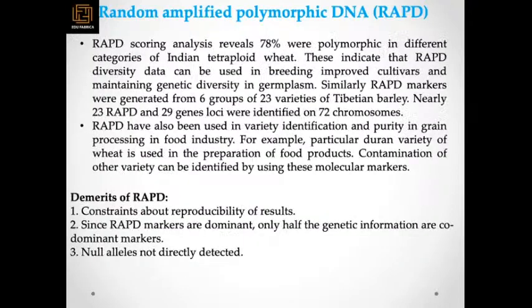These are various applications you can go through, but some of the demerits you have to take care of are constraints about the reproducibility of the results, like the data that we are showing might not be reproduced again and again at the same level. Also, alleles are not directly detected, and RAPD markers are dominant, so only half the genetic information is available, unlike co-dominant markers.